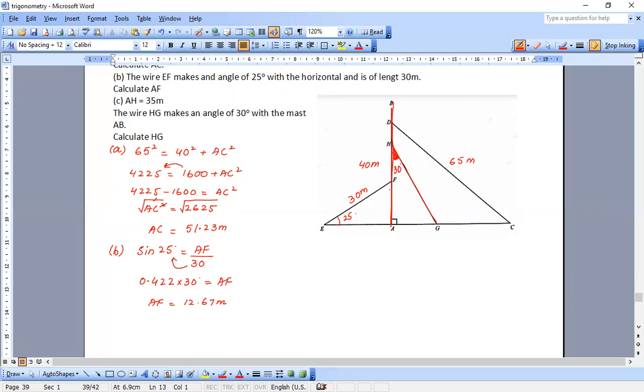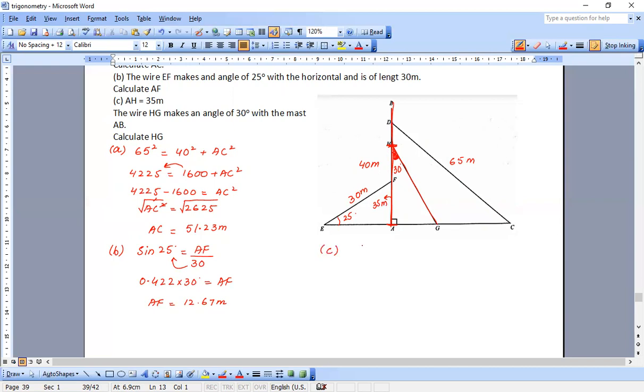Calculate HG. We have to calculate the length of HG, and we are given that AH, the distance from point A to point H, is 35 meters. So I can write that this entire length is 35 meters, the distance from A to H. Now that I know 30 degrees is given, 35 meters becomes adjacent to 30 degrees. And I have to find out the length of the wire, which is HG. I have an angle, and I have to find out the hypotenuse in part C.